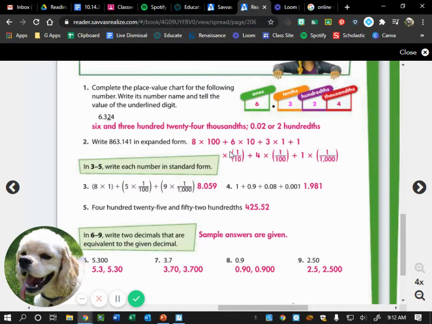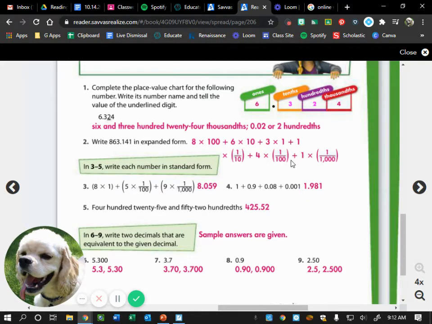So they do it a little differently, but as long as you have 800 plus 60 plus 3 plus 0.1 plus 0.04 plus 0.001, that would work. Then after number 2, we had number 4, and that was the opposite. They gave you a number in expanded form, and you're supposed to write it in standard form. So 1 plus 9/10 plus 8/100ths plus 1/1,000th would get you 1 and, remember that and is where a decimal goes, 981 thousandths as your answer.